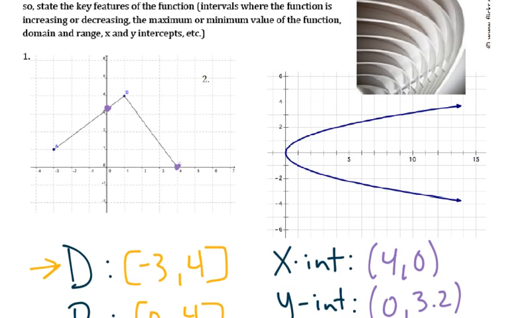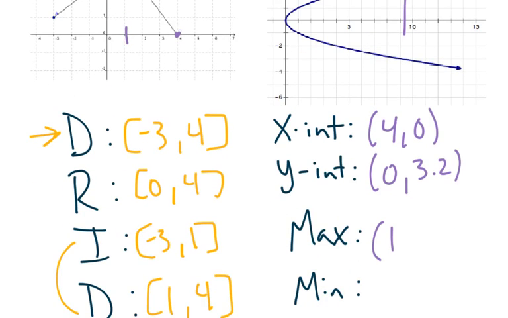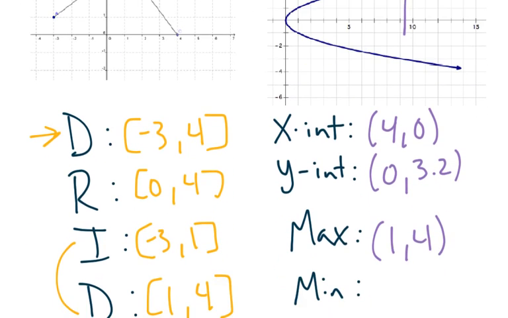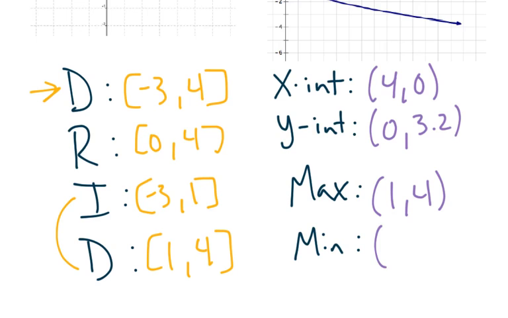Maximum point would be up here at that B, so 1, 4. So 1, 4 would be our maximum. Our minimum, our lowest point, is the same as our x-intercept, right? So it would be 4, 0. So there are the key features there for that first one.